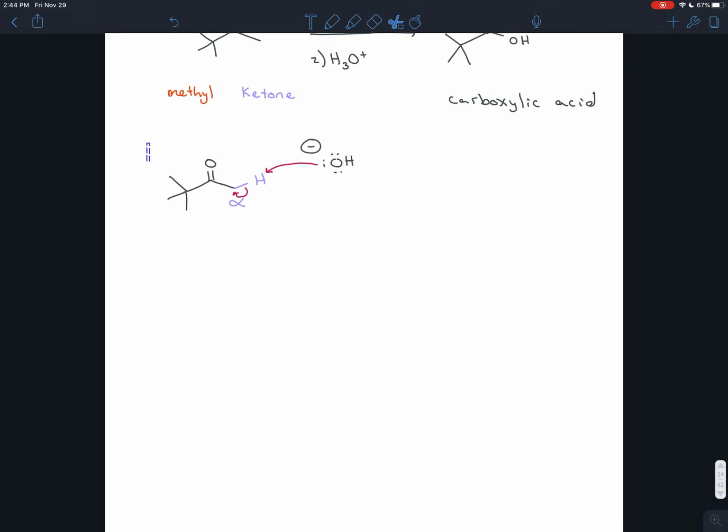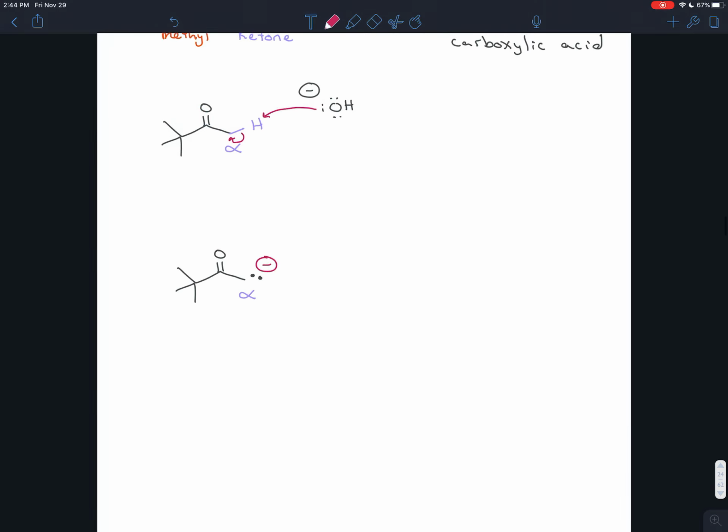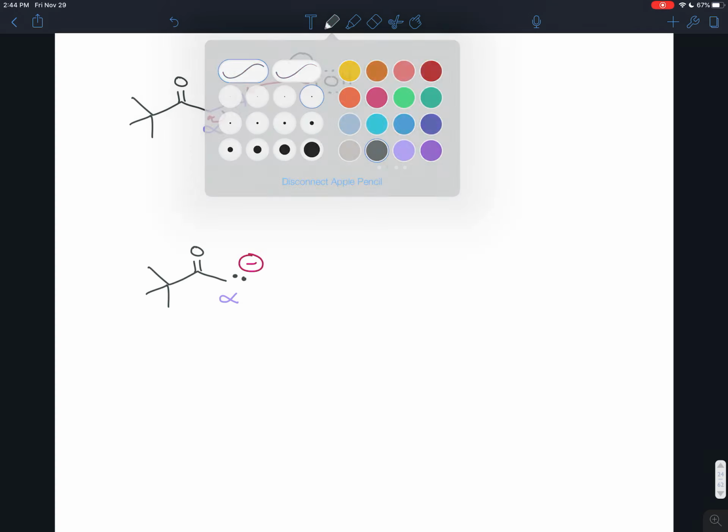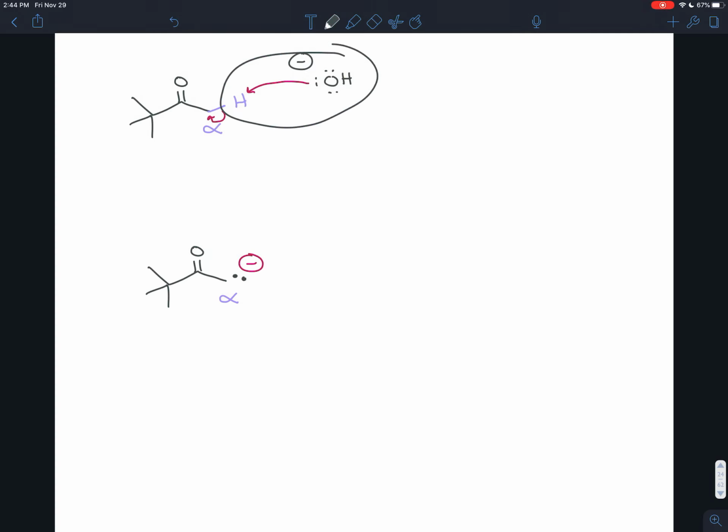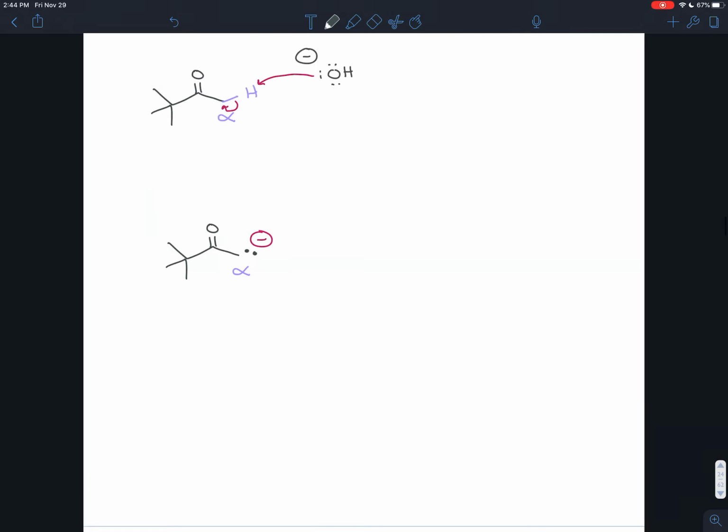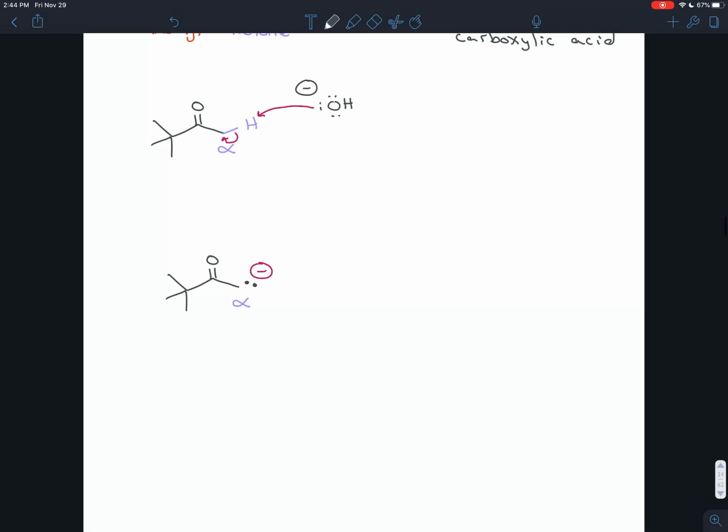So after you do that, you'd be left with this lone pair with a full negative charge on the alpha carbon. And you'd also have water in the solution. This would have turned into water. In other words, you have a carbon nucleophile.